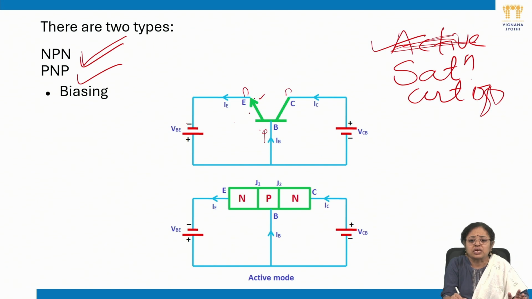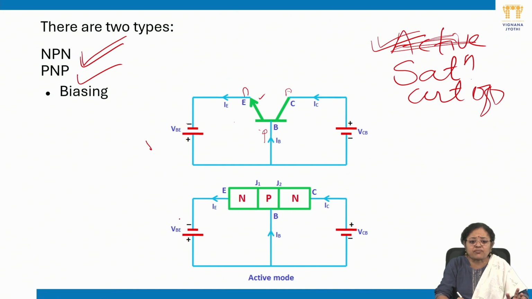Similarly, the positive terminal of the external supply is connected to the N terminal of the BJT, which is the collector, leading to the reverse bias condition. So we have satisfied the biasing for the active region: the EB junction is forward biased and the CB junction is reverse biased. The first figure is showing the symbol of the BJT.